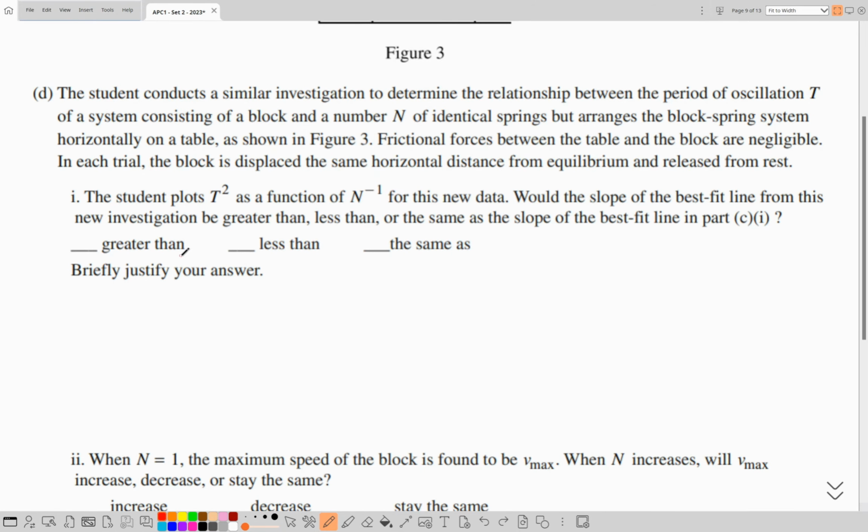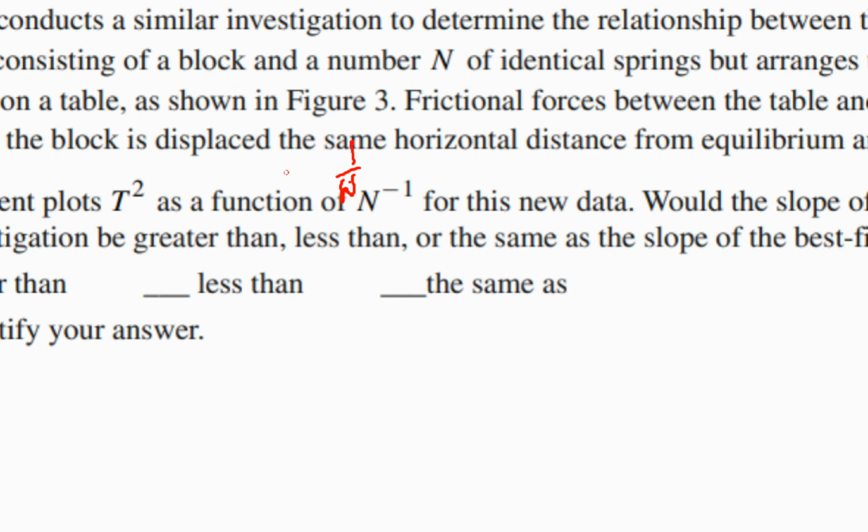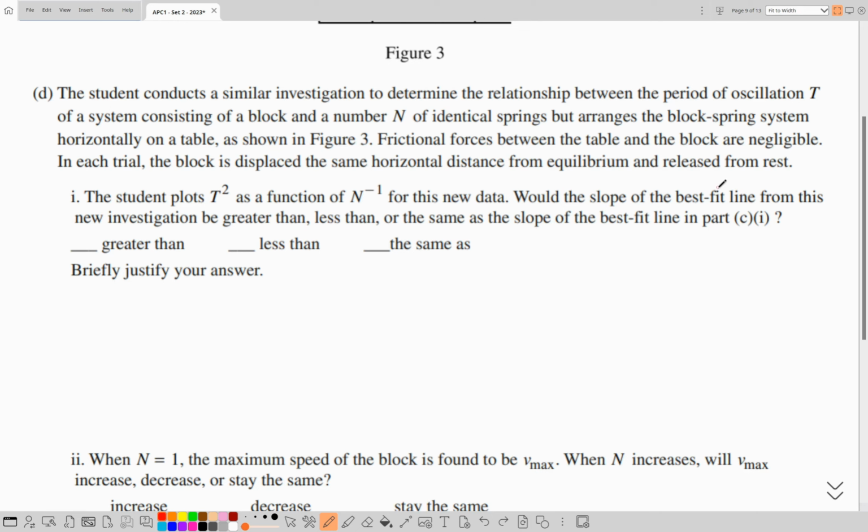The student's idea number 1: the student plots T squared as a function of n to the power minus 1, which is basically 1 over n. For this new data, would the slope of the best fit line from this new investigation be greater than, less than, or the same as the slope of the best fit line in part Ci?